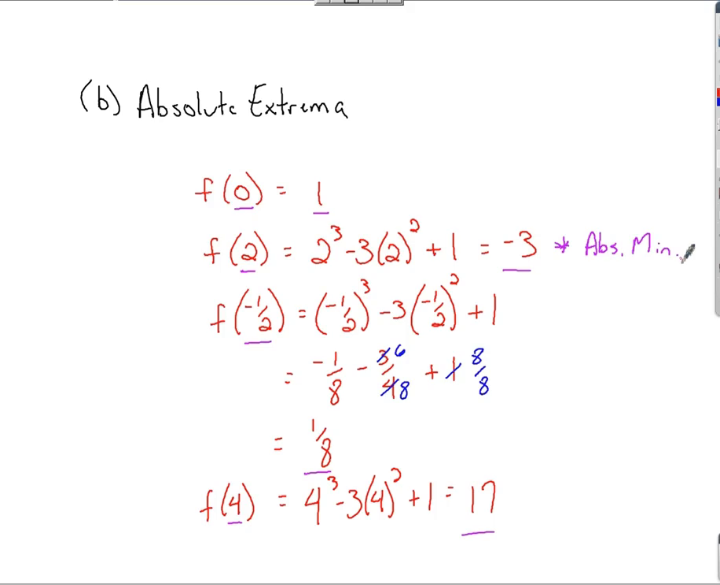We have an absolute minimum value of the function of negative 3 at x equals 2. Highest value we got back, down here, 17. Absolute maximum. Absolute maximum value of the function is 17 when x is 4. That's it.